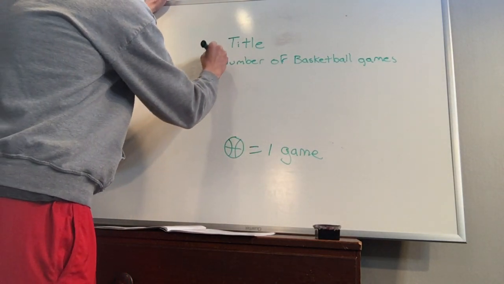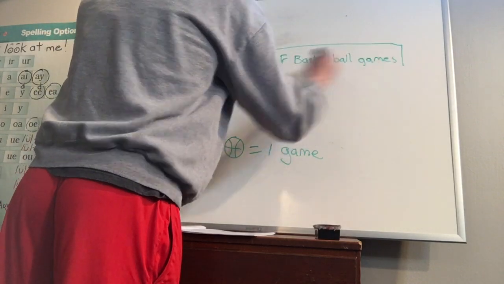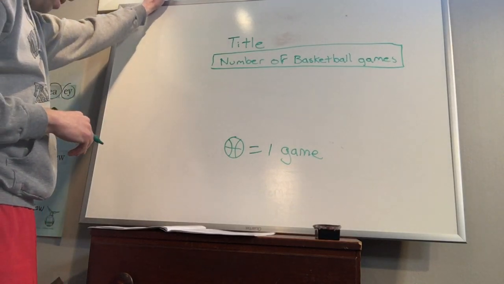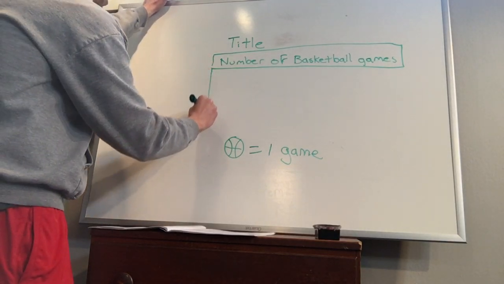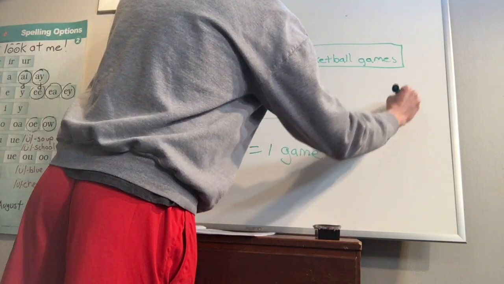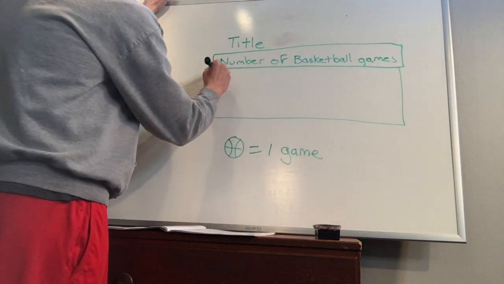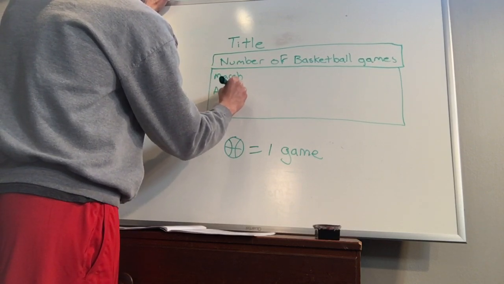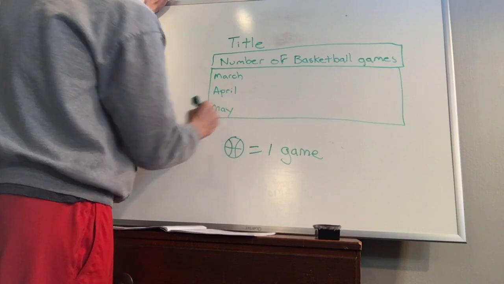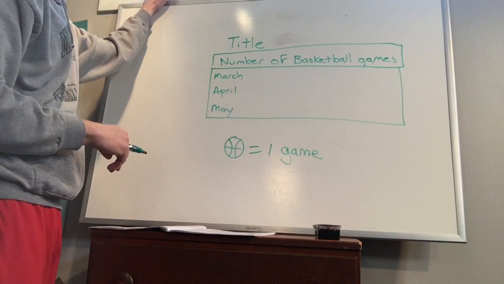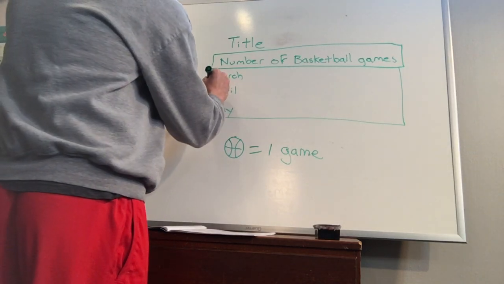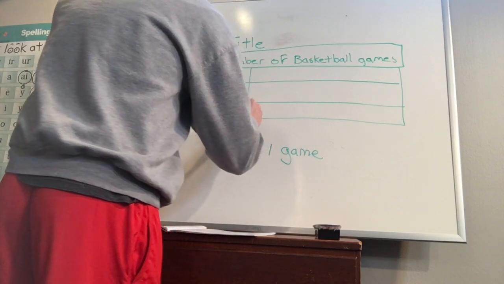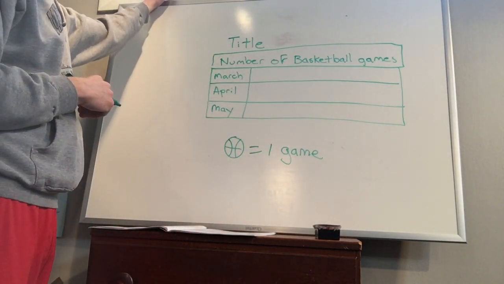And so if you guys have ever played sports, you know, sometimes you may have more games in a certain week or in a certain month than others. So we're going to give ourselves a couple months. So for the first month, let's do March, April, and May. I wish we were able to play basketball. We can't right now, but we're going to pretend. So March, April, May. So what we're going to do is we're going to pretend that we played a certain number of basketball games each month.